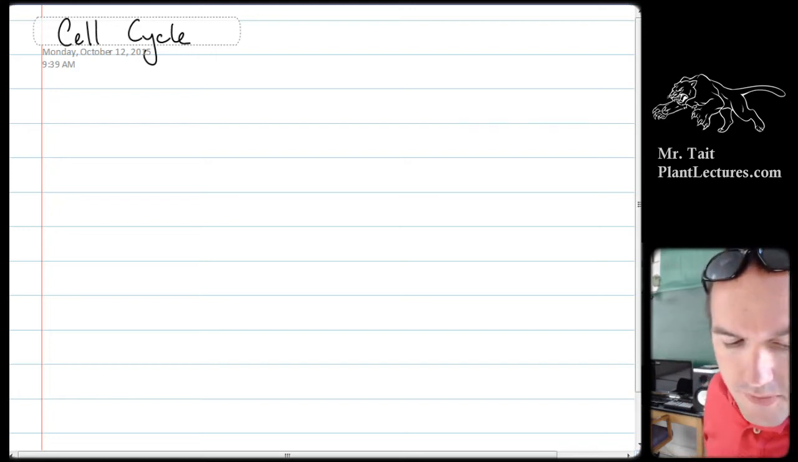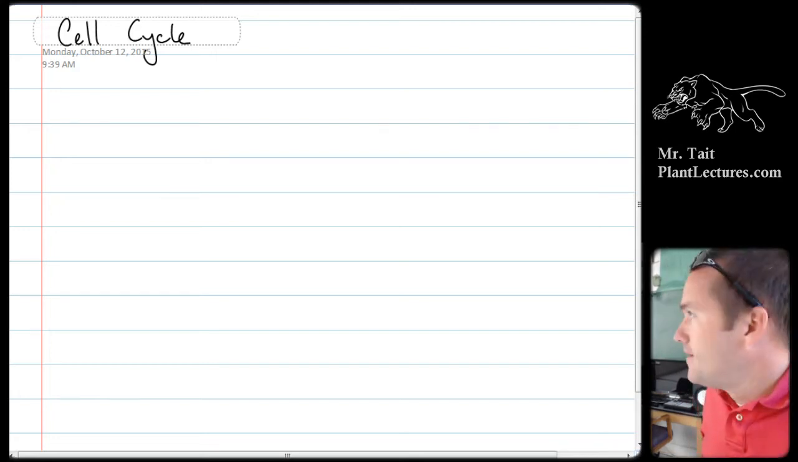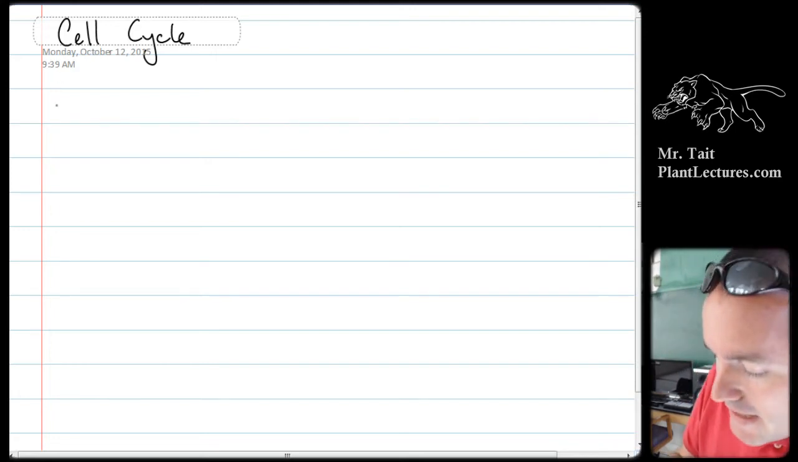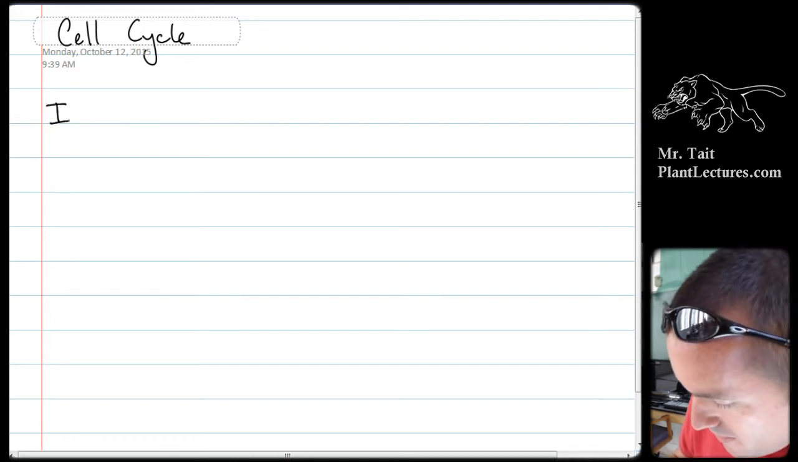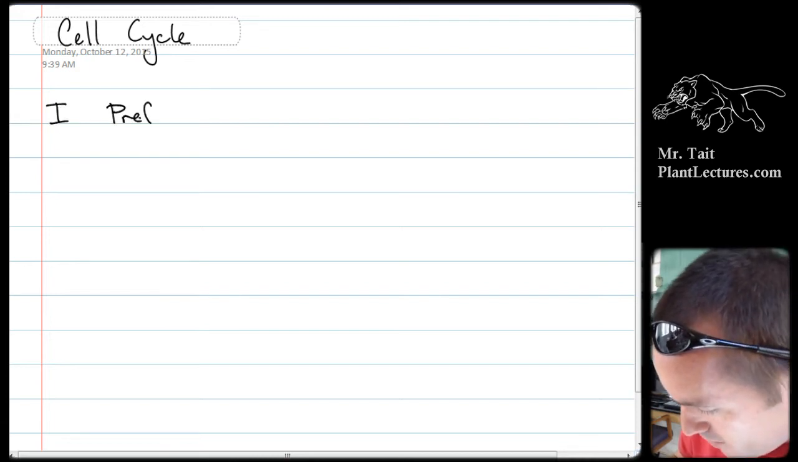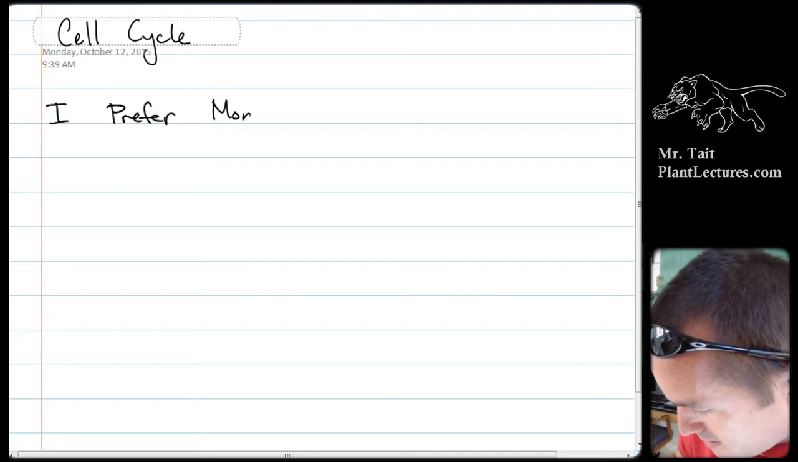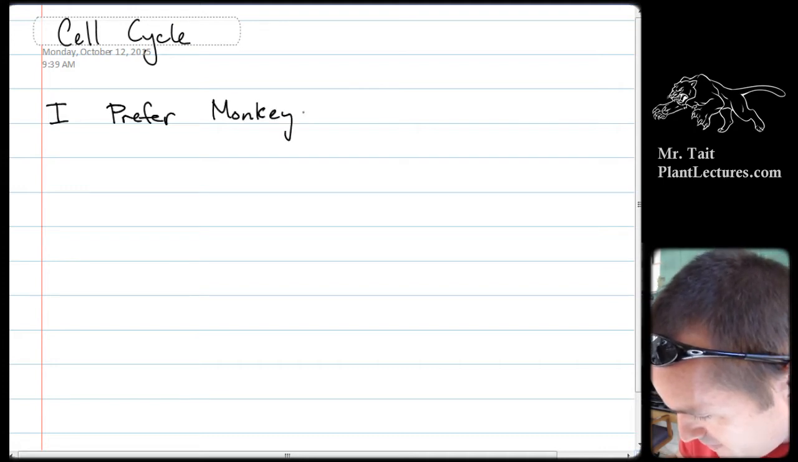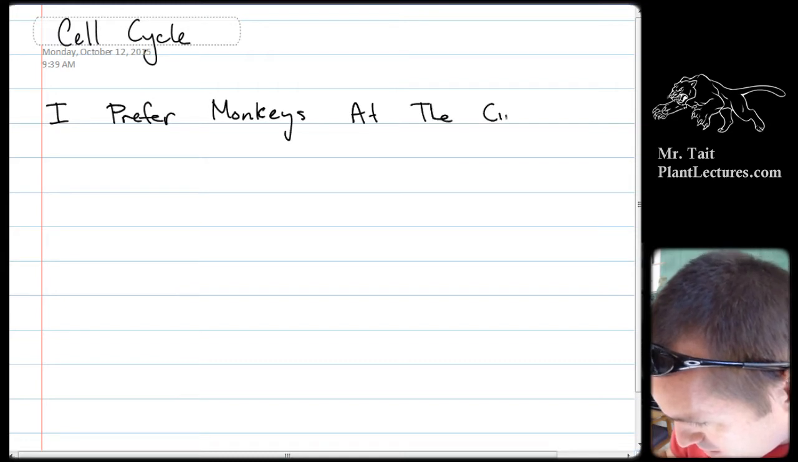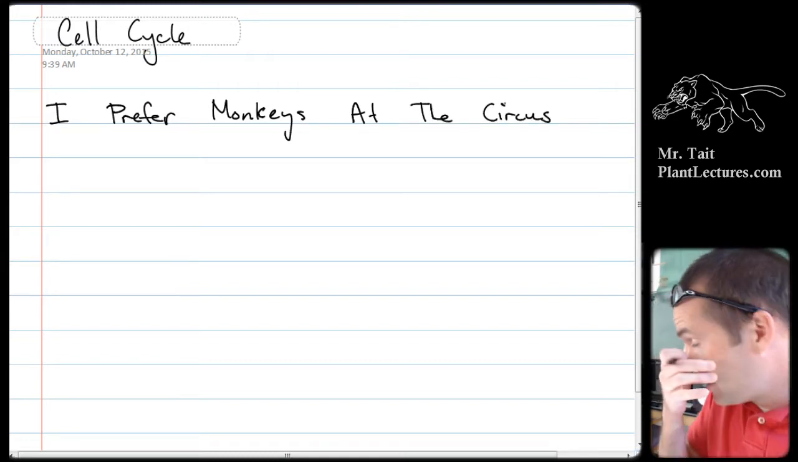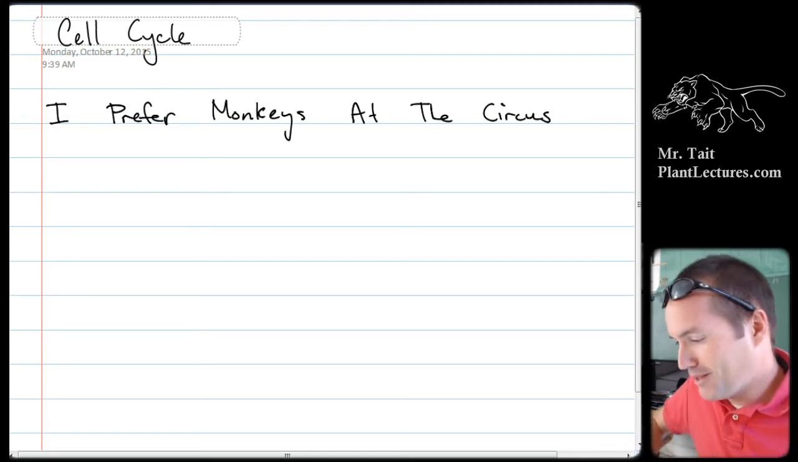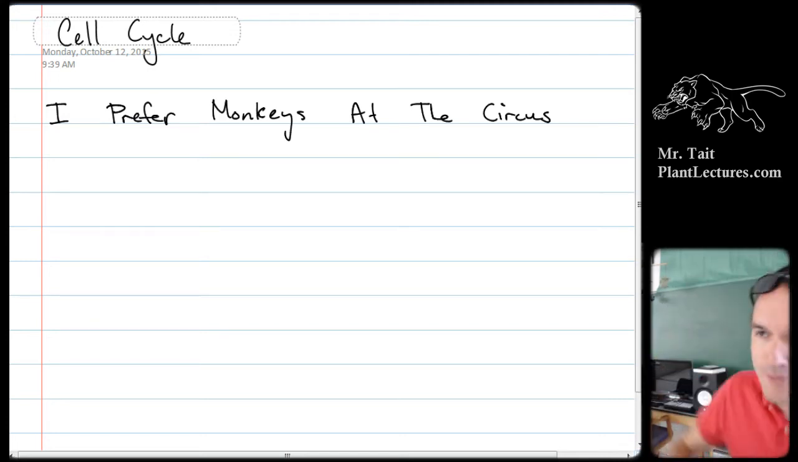So the cell cycle. The way that I remember the cell cycle is like this. I remember, I prefer monkeys at the circus. And you can interpret that whatever way you would like. That I prefer when there's monkeys at the circus, or I prefer my monkeys at the circus.